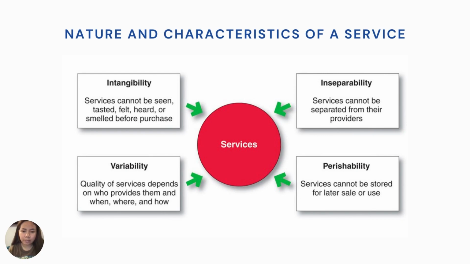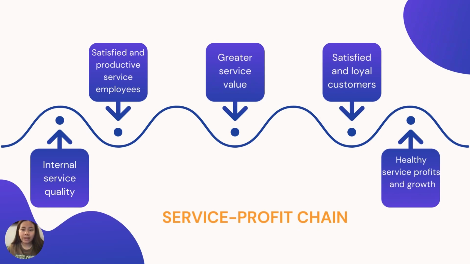Inseparability: the service cannot be separated from its providers. Variability: the quality of service depends on who provides it and when, where, and how. Perishability: the service cannot be stored for later sale or use. In addition to traditional marketing strategies, service firms often require additional strategies, including the service profit chain, internal marketing, and interactive marketing. First is the service profit chain.